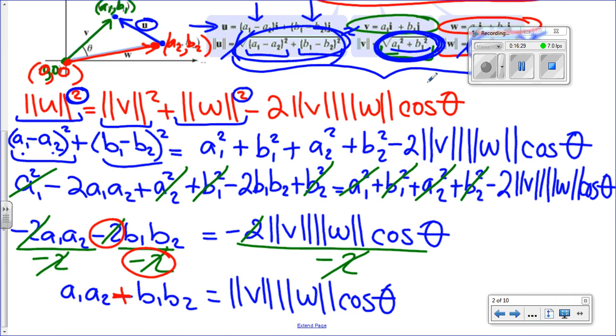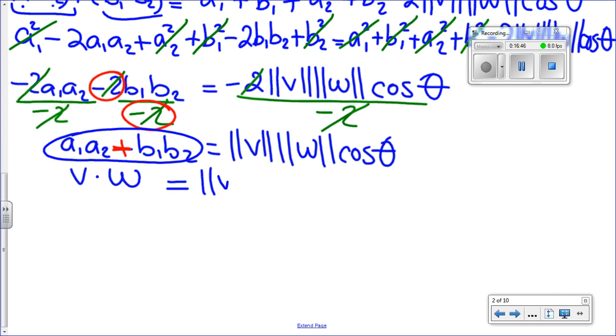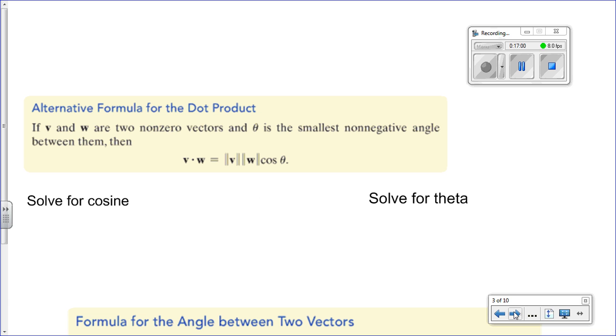All the work that we did was just to arrive at that conclusion, that here we have the same as the dot product of v times w. This expression here is still the magnitude of v times the magnitude of w times the cosine of theta. All right, and from there, it's going to take us to the next slide. That formula right there is what we call the alternative formula for the dot product.